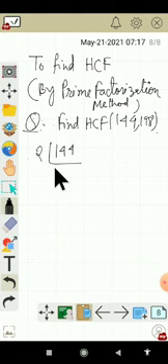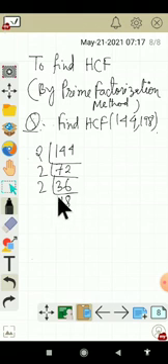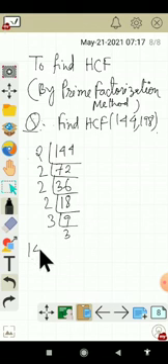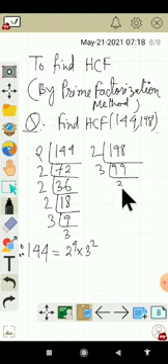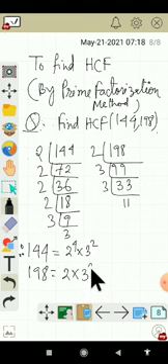Dividing by 2: 72, 36, 18, 9, and then 3 times 3 is 9. So 144 will be 2 to the power 4 into 3 square. Then 198: 2 times 99, 3 times 33, 3 times 11. So here we got 198 equal to 2 into 3 square into 11.